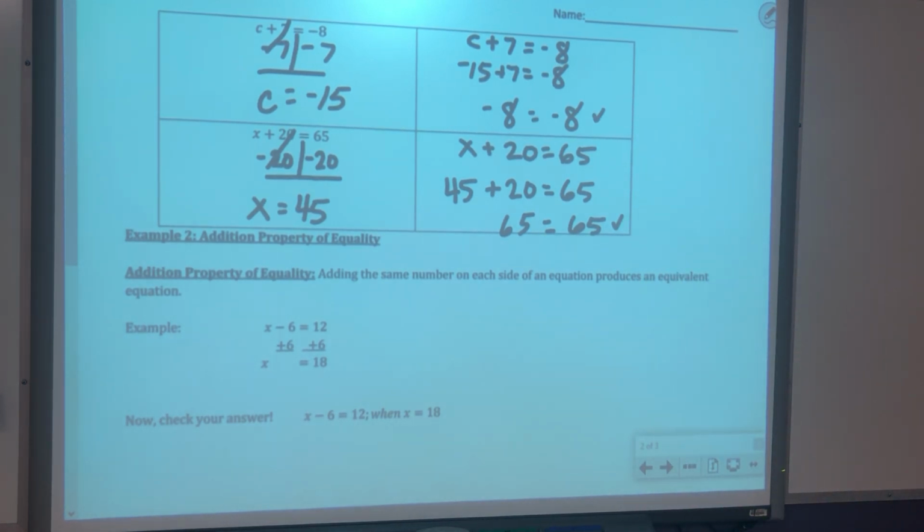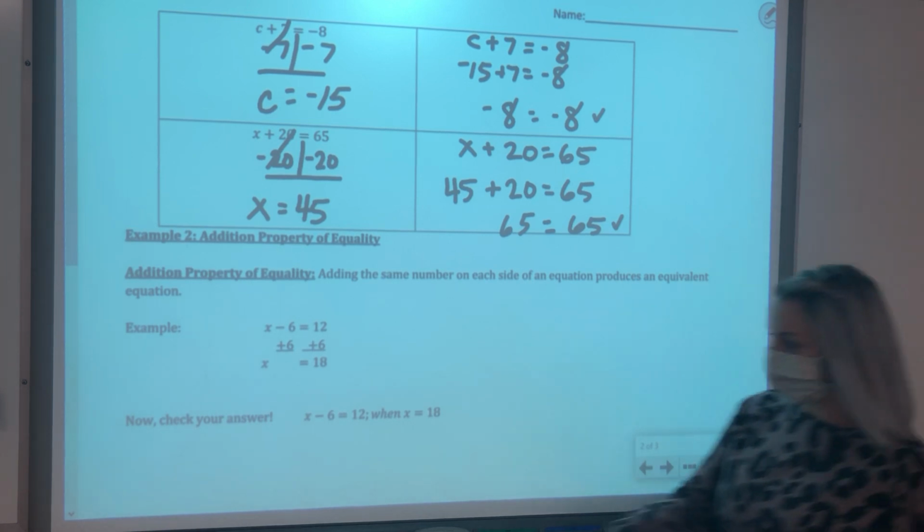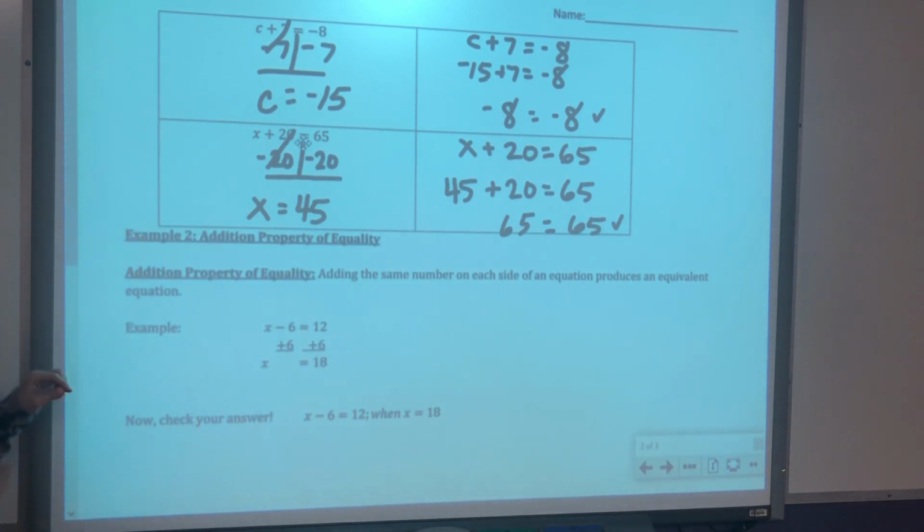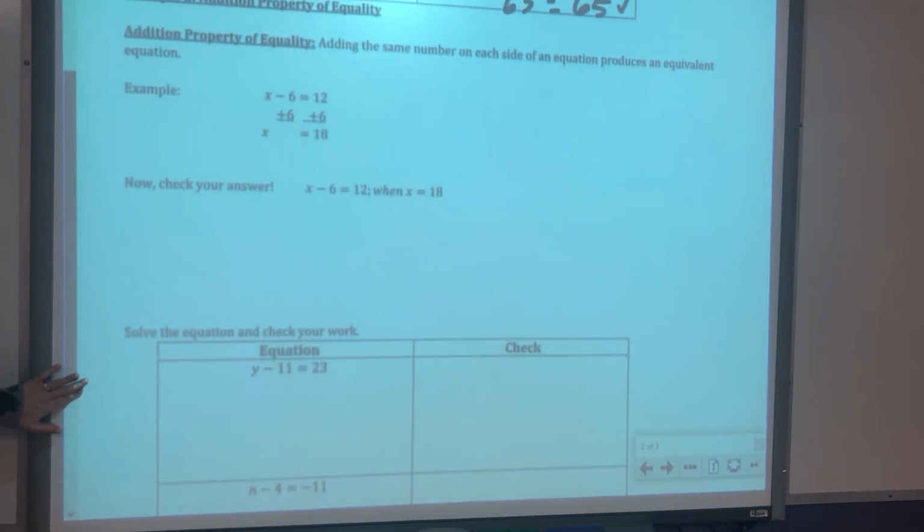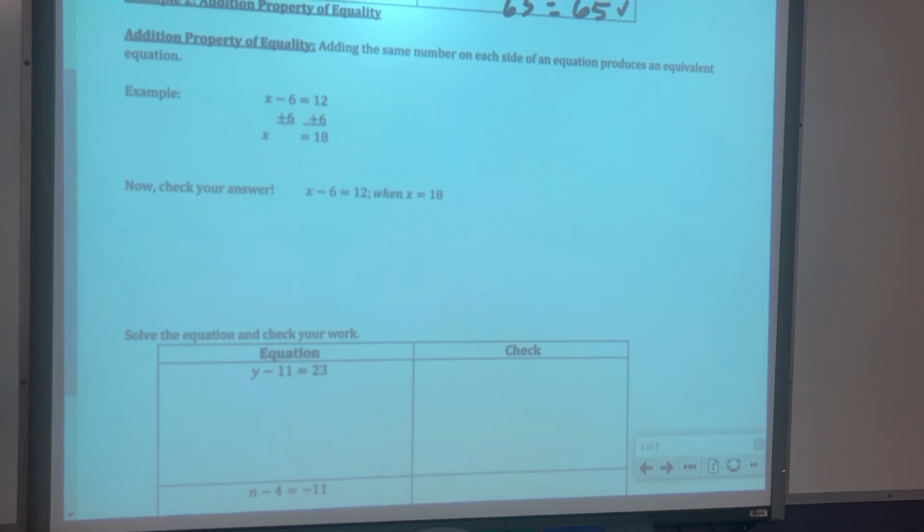So again, it's about the process, not about the answer. All right, so the next one we're going to do is the addition property of equality. Adding the same number on each side of an equation produces an equivalent equation.